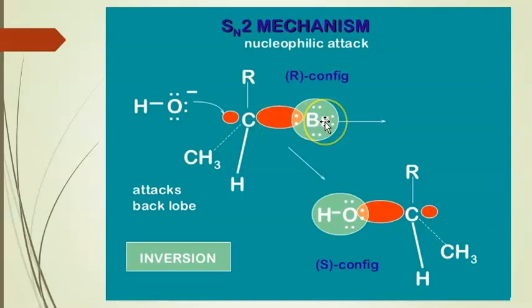There is a formation of a bond, and in the last reaction there is a formation of an OH bond with the carbon atom. In this SN2 mechanism, the attack takes place from the backside. Therefore, in this reaction, inversion of configuration occurs. In the first case it is R configuration and the product takes S configuration.